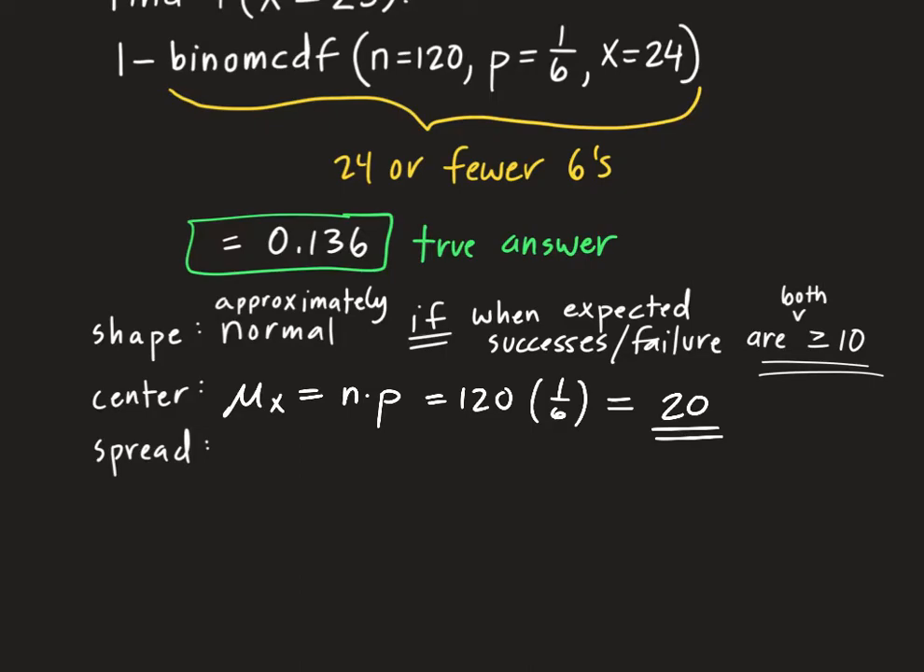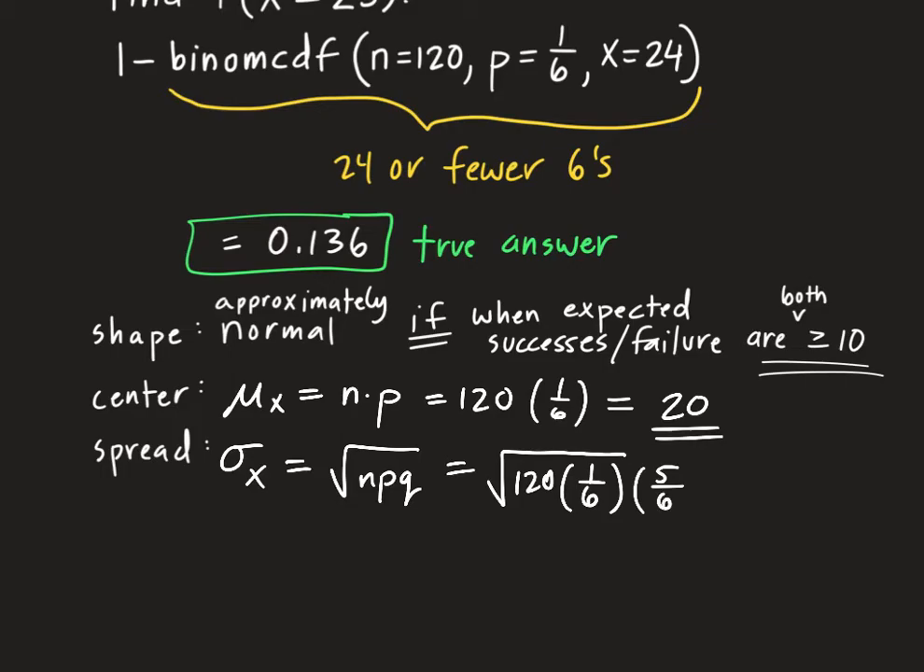How about the spread? All right, sigma sub x. X is our variable. This is the standard deviation of this distribution. What's that formula you said a minute ago, Lindsay? Square root of NPQ. Okay, so for this particular one, it's the square root of 120 trials times 1/6 probability of success times 5 out of 6 probability of failure, which is 4.08.